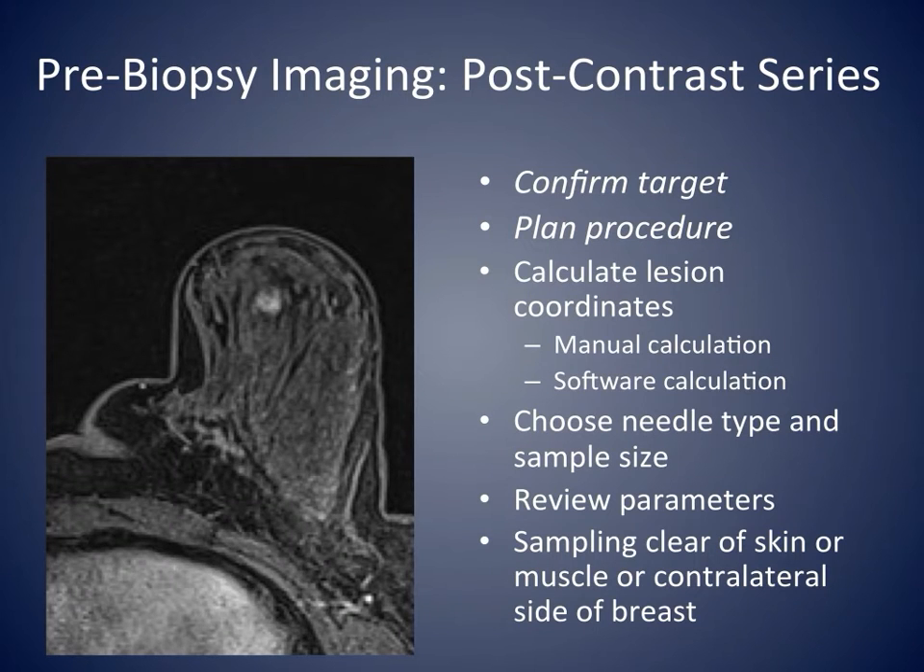The second series obtained after the localizer is the post-contrast series. This is performed for two main reasons: confirm that the target is present and amenable to biopsy, and plan the biopsy, meaning calculate lesion coordinates either with manual technique or with computer-aided assistance, choose the needle type and sample size, review the parameters, and make sure that sampling is clear of skin or muscle or contralateral side of the breast.